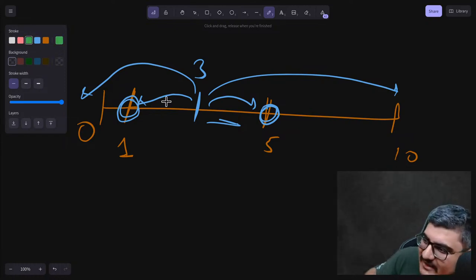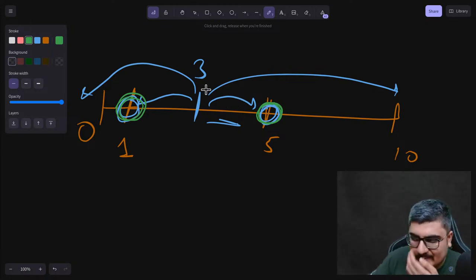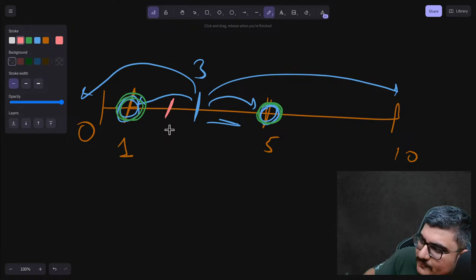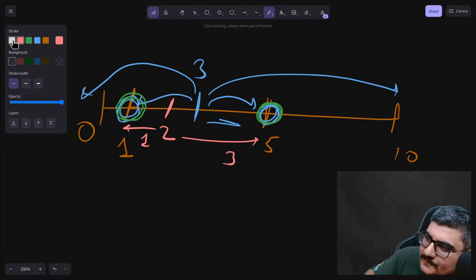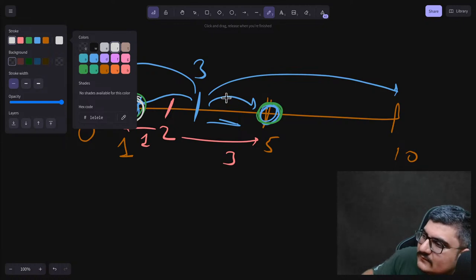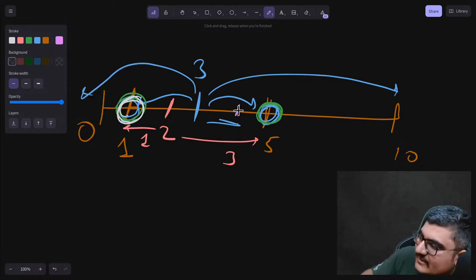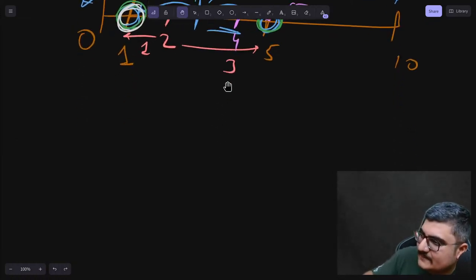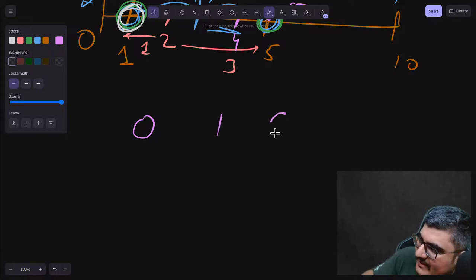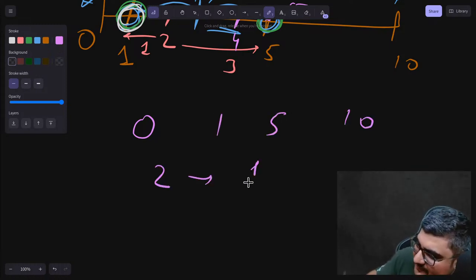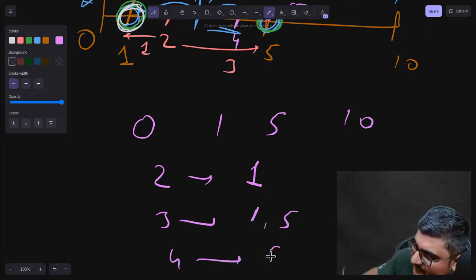And 2 points will have the same distance only when the point is exactly in the middle of them. So for example, if you want to look at point 2, the point just less than this is at distance 3, and just more than this is at distance 3. So for point 2, only this point would be the nearest point. Similarly for point 4, only 5 would be the nearest point. So to summarize again, let's say our set is 0, 1, 5 and 10. For point 2, the nearest point is 1. For point 3, the nearest points are both 1 and 5. For point 4, the nearest point would be 5, and so on.